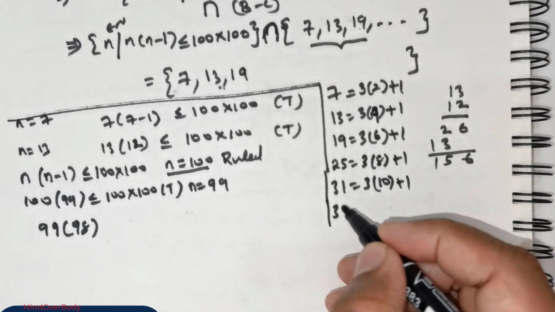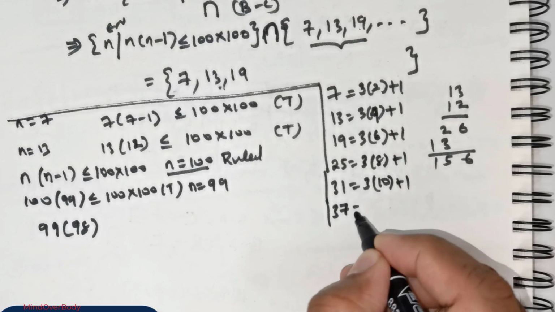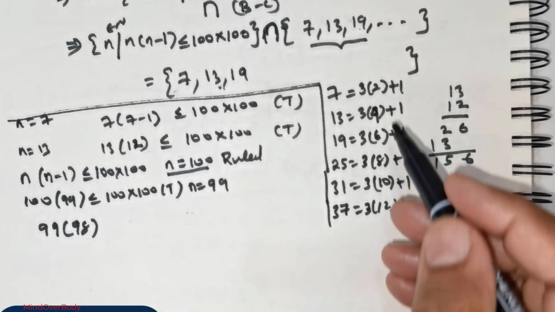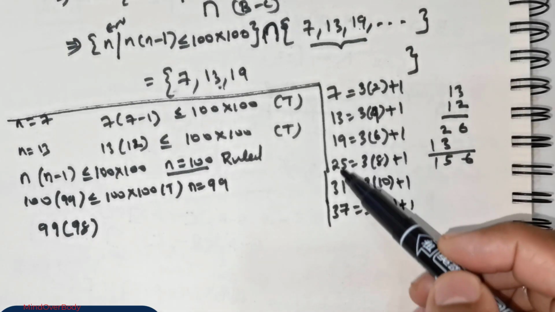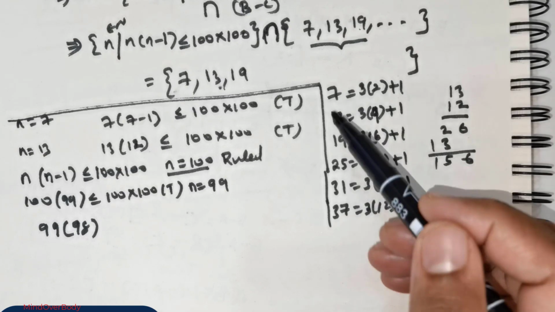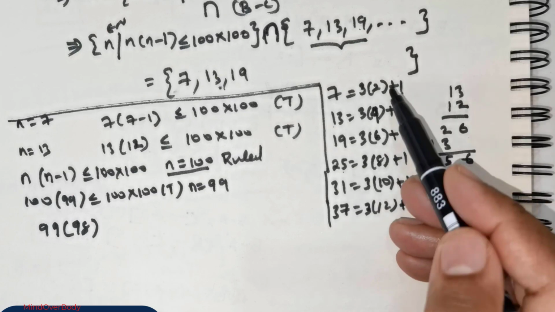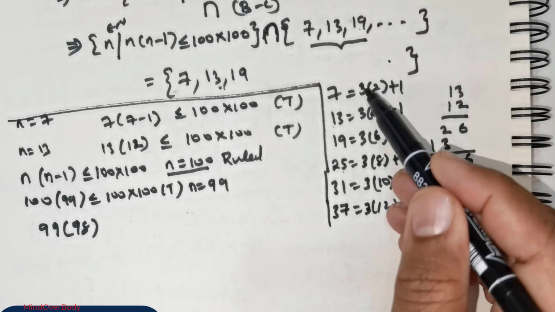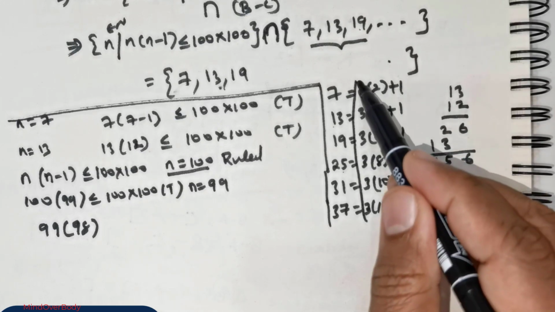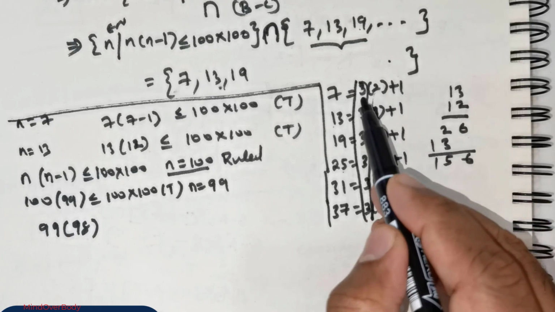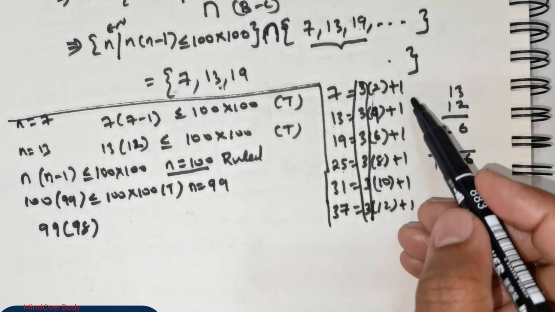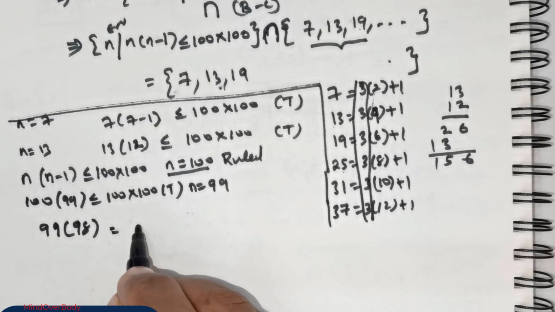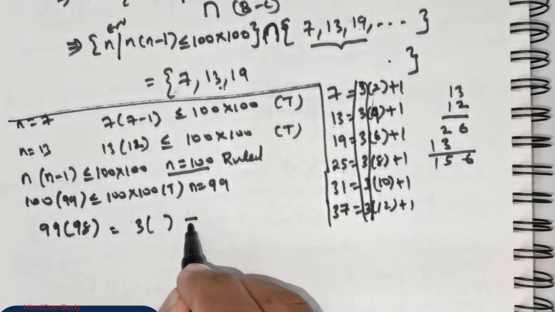Now let me go one more time. So the next element is going to be 37. 37 can be written as 3 times 12 plus 1. 3 times 12 is 36, plus 1 is 37. So clearly you can see I'm able to express the quantities 7, 13, 19, 25, 31, 37 as a product of 3 times a quantity. It doesn't matter what quantity I'm placing here, but what matters is this particular pattern which I've got. So any number for that matter has to be some product times 3. Of course we are adding 1. So 99 times 98, I should be in a position to write it as 3 times some quantity plus 1.